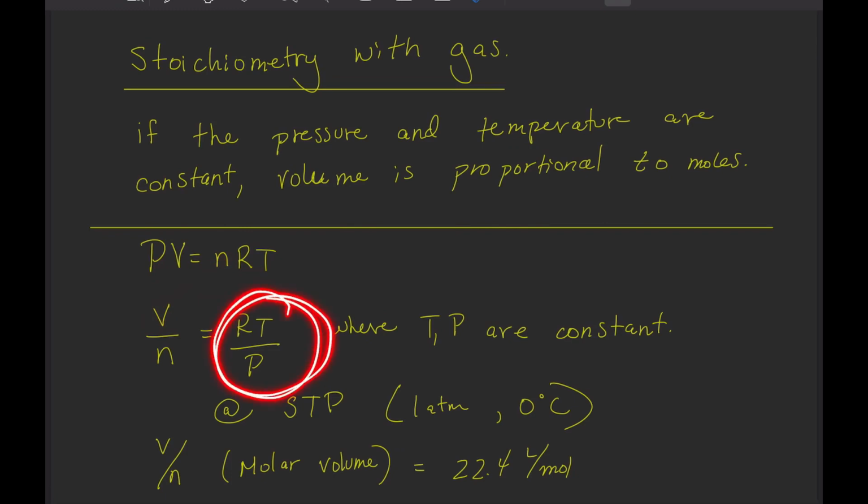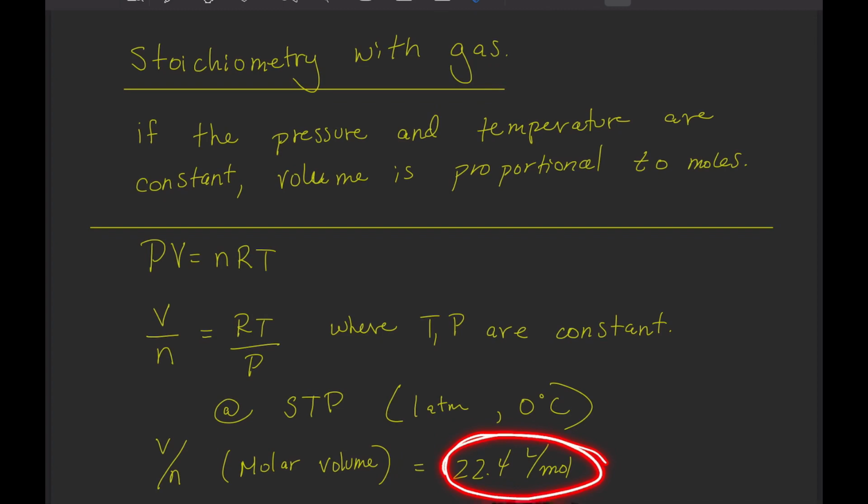gives us R times T over P, where under STP, T is 0 degrees Celsius, which remember you have to write in Kelvin, so 273 Kelvin, or 273.15 Kelvin, and P is the pressure, which is 1 atmosphere at STP. So under STP conditions, molar volume is 22.4 liters per mole. This is a good number to memorize, but you could always derive it just by plugging in R times T over P.